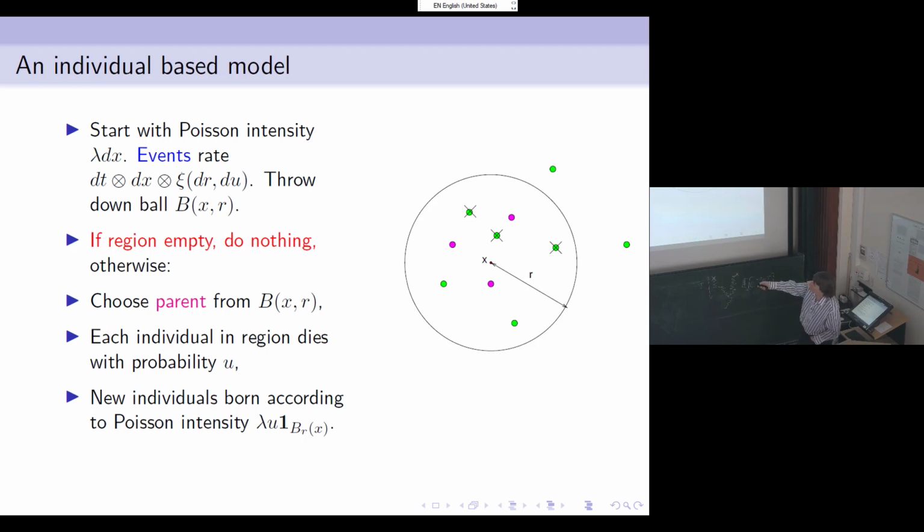Of course, if it weren't for this, if I threw away this condition about doing nothing if the region is empty, then the Poisson process with constant intensity would be the stationary distribution for this process. Because I would be throwing away exactly a Poisson lambda u indicator of the ball number of individuals and replenishing by them. However, biologically, we don't really expect that if a region is empty, we get births from nowhere, and so we feel it's quite important to keep this condition in the model. Okay? And offspring inherit the type of the parent. So here I've thrown down a couple of offspring, and they've inherited this magenta type.